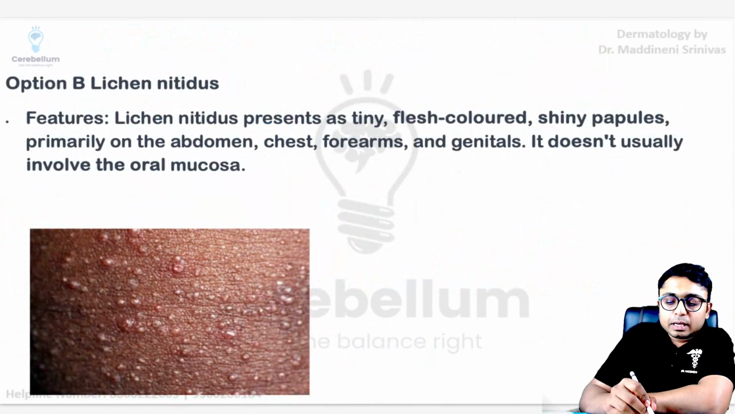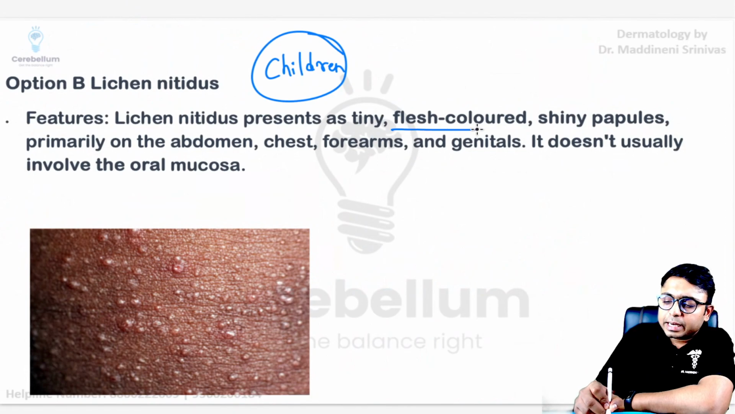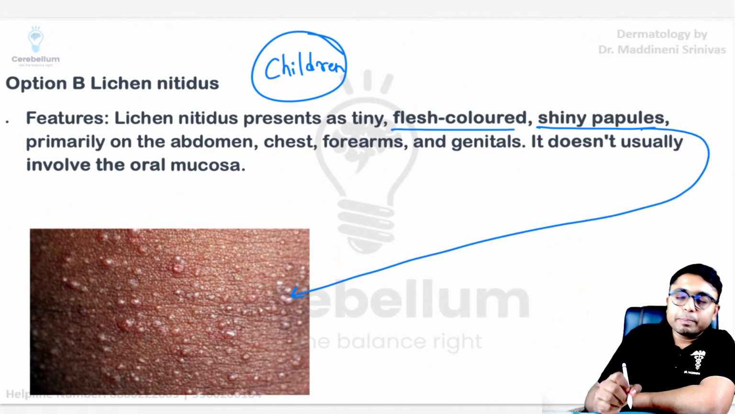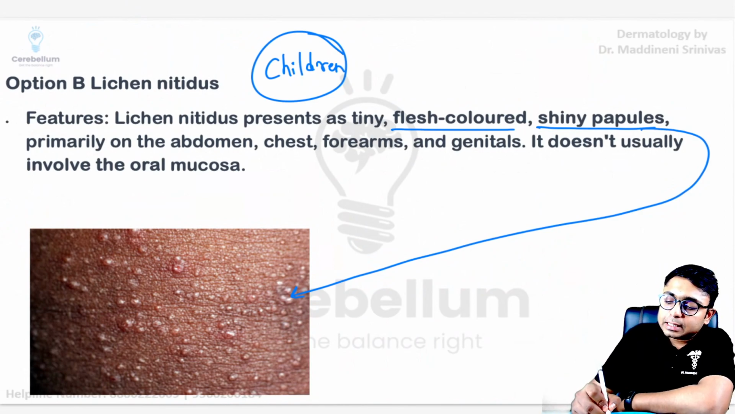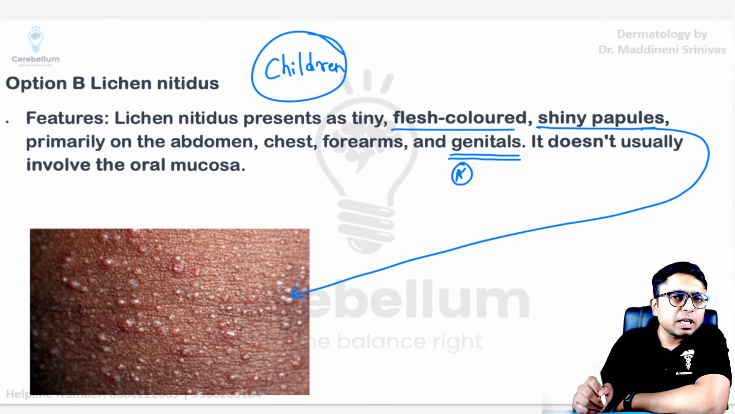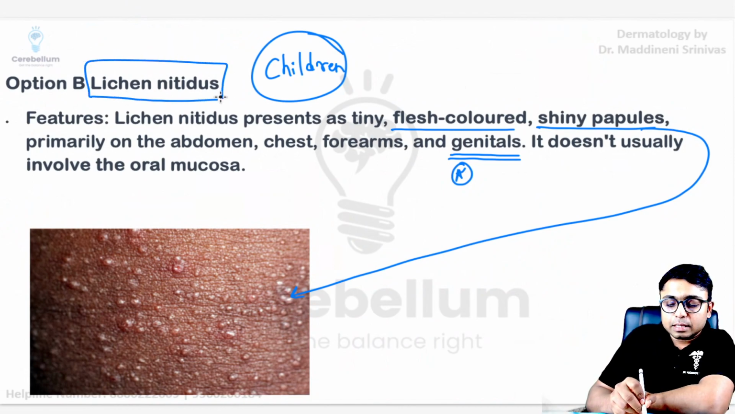so you might be wondering, what is this lichen nitidus? Just remember, clinically lichen nitidus is going to manifest mostly in children. And how does it look like clinically? There will be skin colored shiny papules, as you are able to see, tiny skin colored to shiny papules can be noted. But the most important site which the examiner loves to give you is over the genital. So if a child is presenting with skin colored to shiny tiny papules over the genitals, then you must think about lichen nitidus.